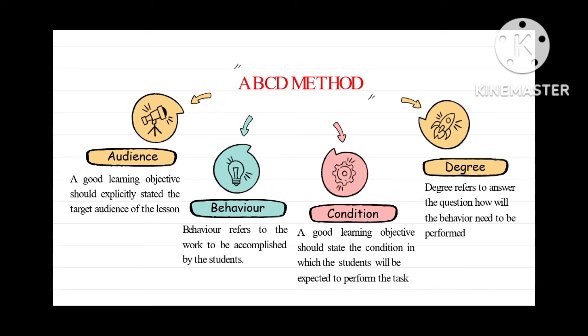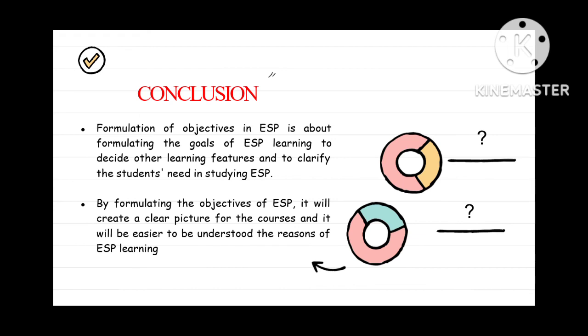C is for condition. A good learning objective should state the condition in which the students will be expected to perform the task. The last one is D. It is for degree. It refers to answering the question, how will the behavior need to be performed?